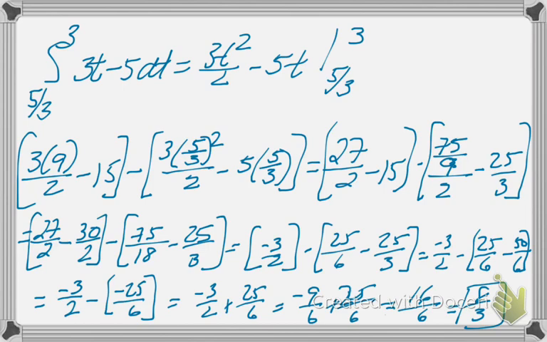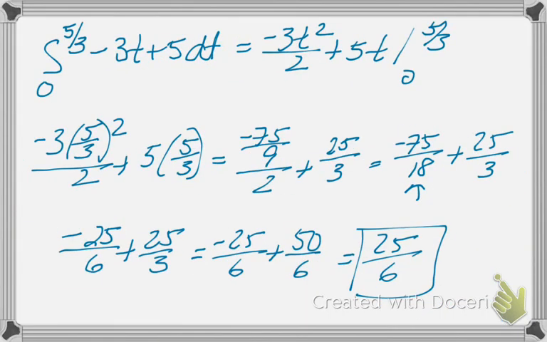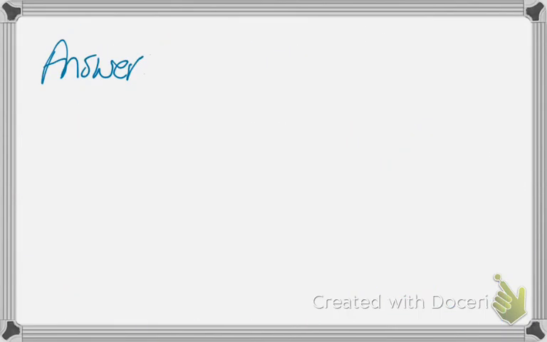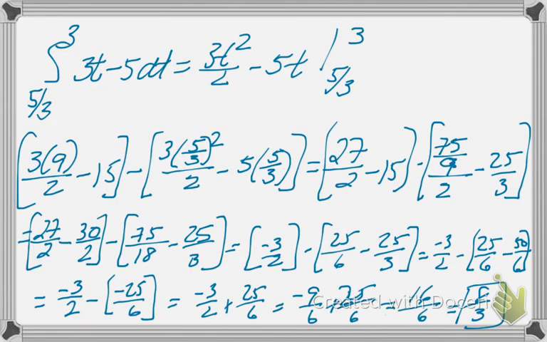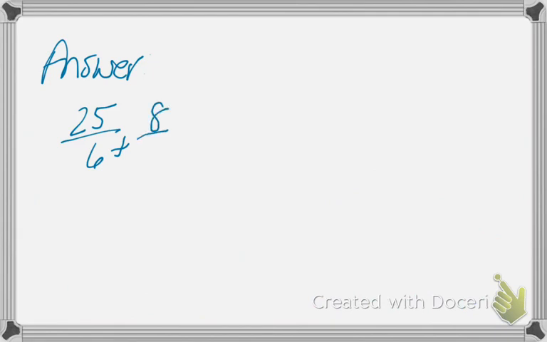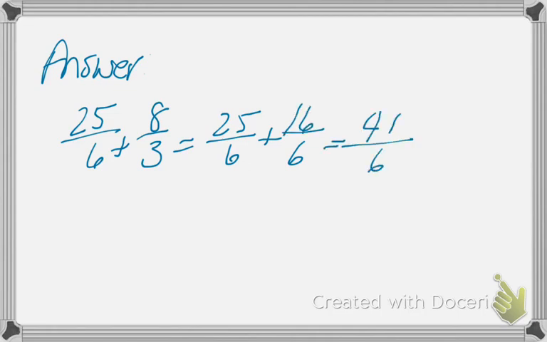Okay, now let's go to the next screen. This will be our final answer. Remember, we have to add the two integrals. The first integral gave us 25/6, and to that, we need to add 8/3. So we'll find a common denominator of 6, and we get 41/6.